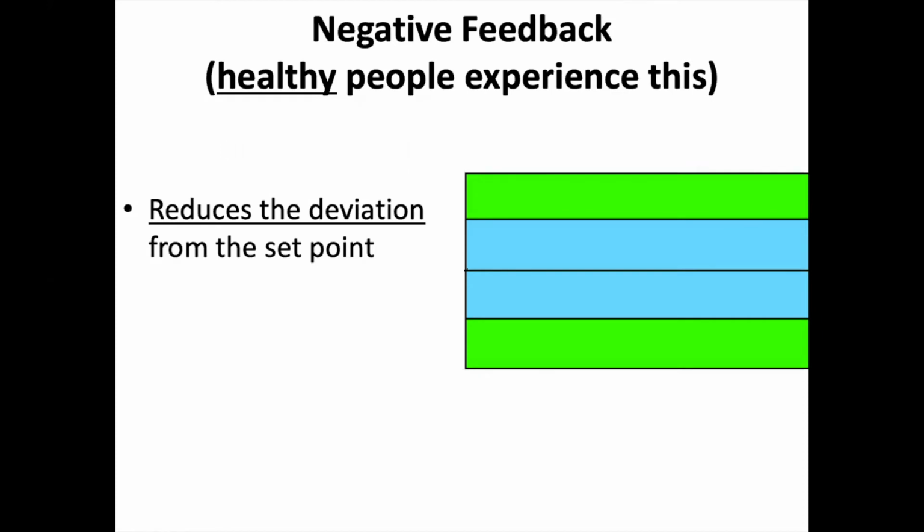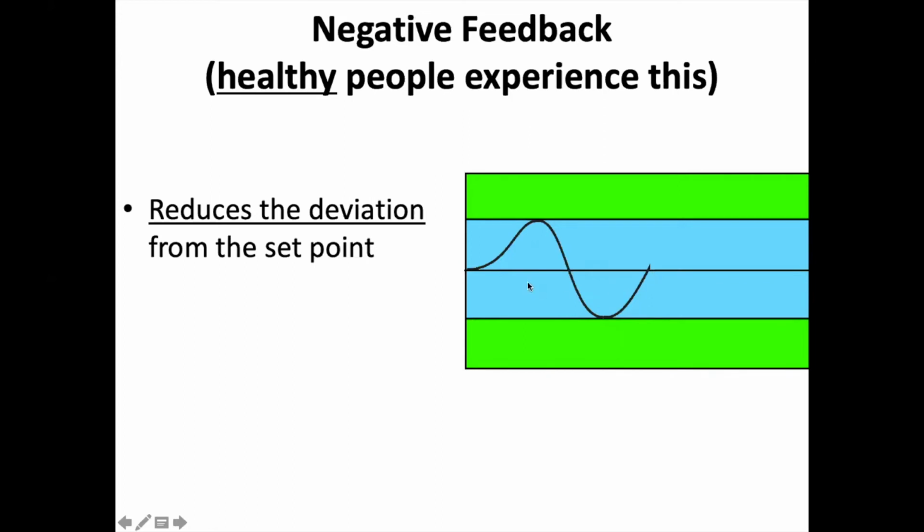All right. So let's talk about this. Negative feedback is something healthy people experience. Your keystone definition for this was: reduces the deviation from the set point. What that means is you are deviating from the set point, so your body goes, oh, that's bad, I should fix it. So you have a negative feedback reaction where you reduce the deviation. Deviate means to go away, and then you reduce that deviation by bringing it back. Or you're deviating this way, and you reduce that deviation and bring it back to the set point.